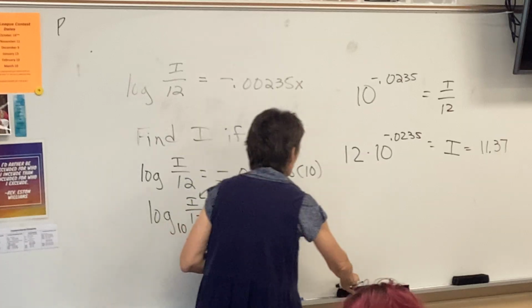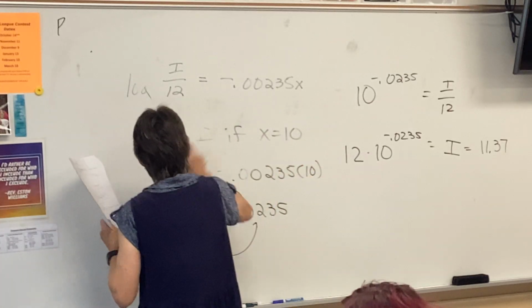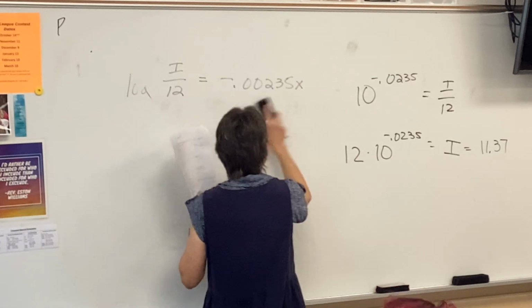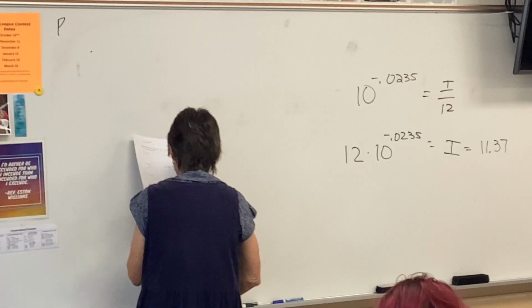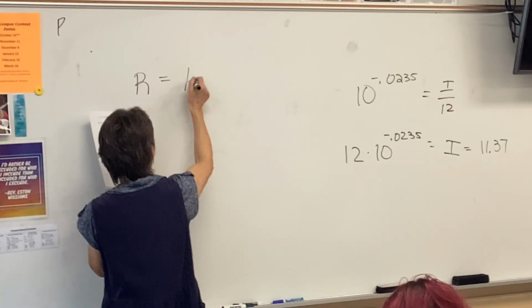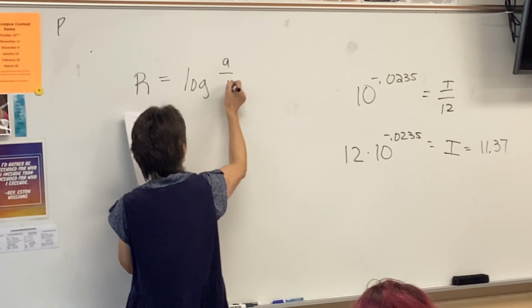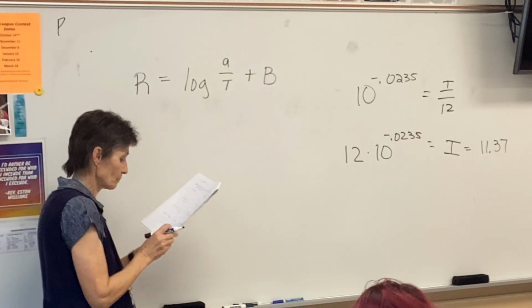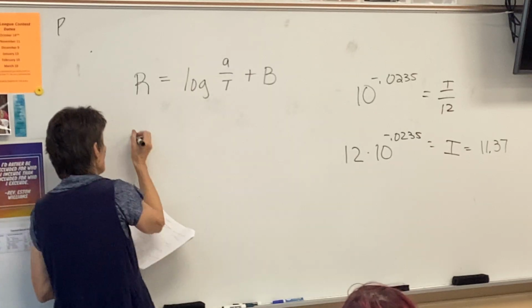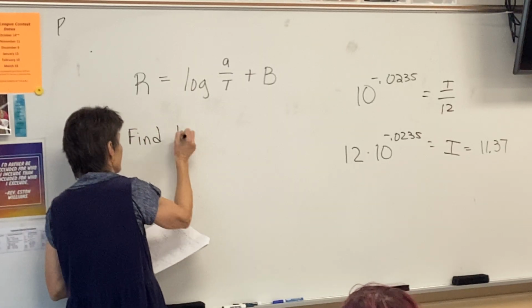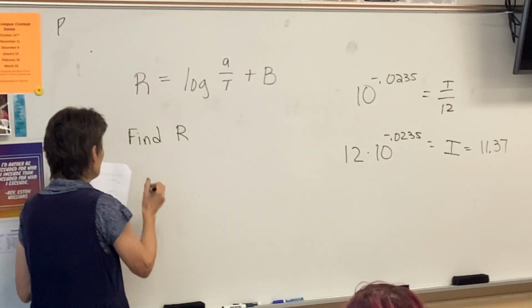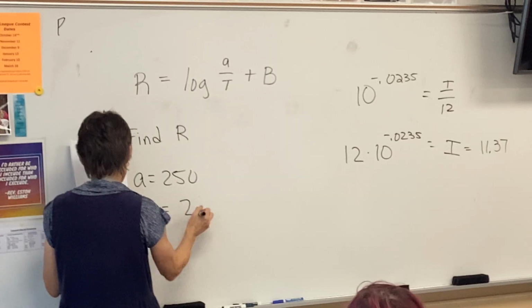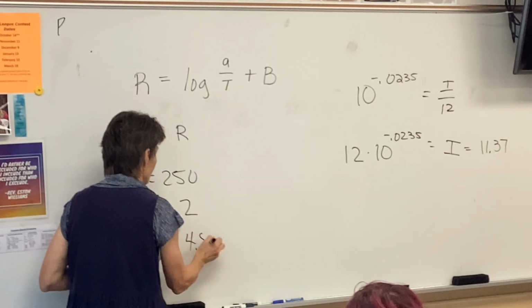All right. Next problem. This one involves earthquakes. But you don't really need to know that because they give you the formula. Here's the formula you're going to use. And they want you to find R. And they're telling you that A is 250, T is 2, and B is 4.5.